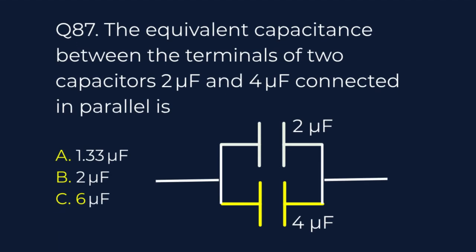Question 87. The equivalent capacitance between the terminals of two capacitors, 2 microfarad and 4 microfarad, connected in parallel is: a) 1.33 microfarad, b) 2 microfarad, c) 6 microfarad.